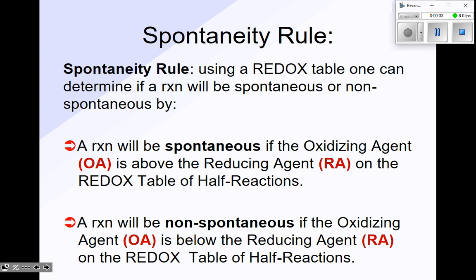There's 2 concepts here. A reaction is spontaneous, so we're going to use this word to show that the reaction is actually occurring. You don't have to heat it up, you don't have to ask it nicely, it just automatically reacts. It's spontaneous if the oxidizing agent is above the reducing agent on the redox table found in your data booklet. A reaction is non-spontaneous if the oxidizing agent is below the reducing agent in the redox table.